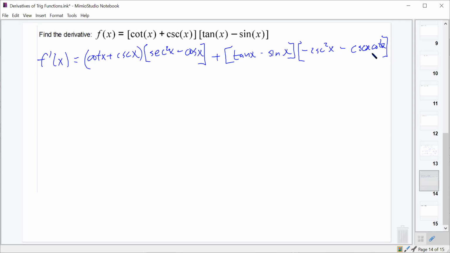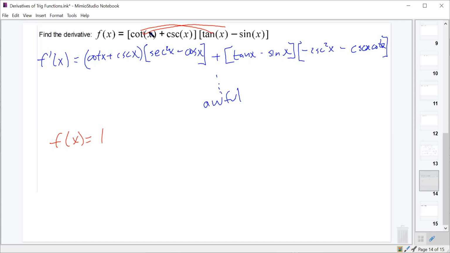All right, that's a mess, huh? What if I wanted you to simplify? What if I said simplify this fully? This would be awful, wouldn't it? Yeah, that'd be awful. What if we had simplified it first? What if I distributed this out? What's cotangent times tangent? One, right? That's nice.